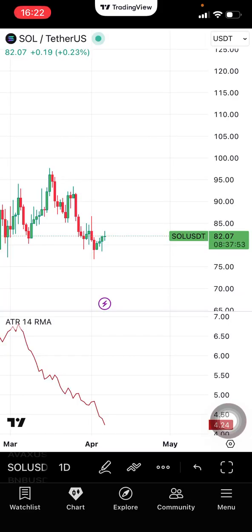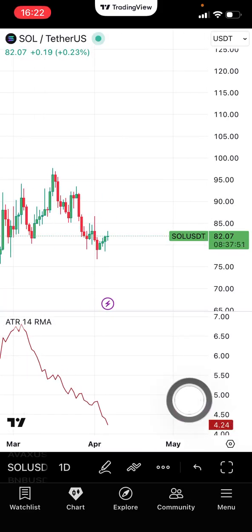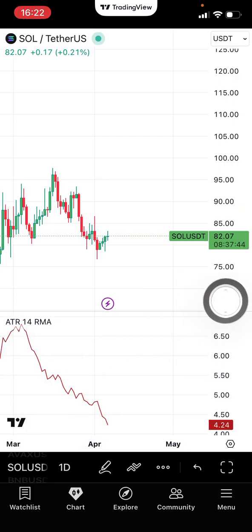When you click on it, you can see that the ATR is reading 7. Don't forget, just look at this other line. Forget about this one. Look at this. The ATR is reading what? 7. So let's assume you are entering this trade right now.